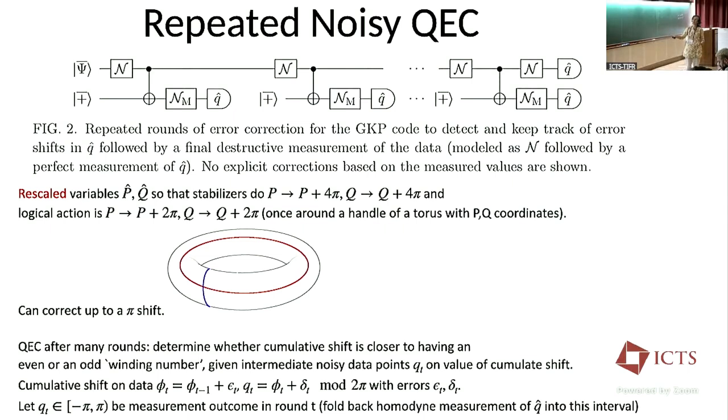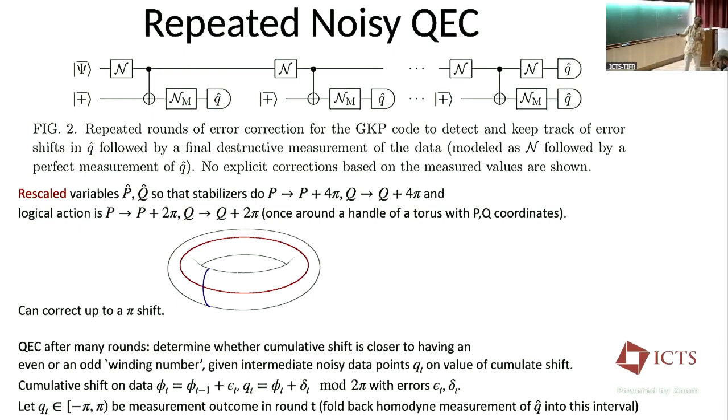And a logical is sort of half a stabilizer, maybe you've seen that in the first slide, and it maps P onto P plus 2 pi and Q onto Q plus 2 pi. So if you imagine a torus where there are two coordinates P and Q, then a logical is sort of going once around the torus, if the torus has circumference 2 pi in both directions, and the stabilizer is twice around the torus.